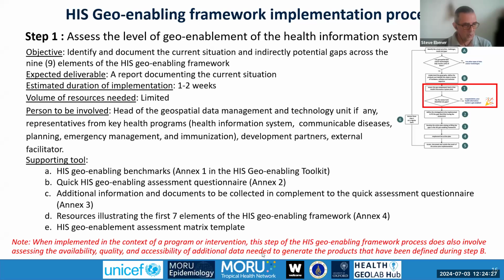Also, just a note here: when the process is implemented in the context of a program or an intervention, this is also where we use these steps to assess the availability, quality, and accessibility of the data that are needed to generate the products that have been defined during step B. So at the end of this, you should really have a complete picture of the gaps across the 9 elements of the framework, as well as in terms of the data that are needed to generate these different products.